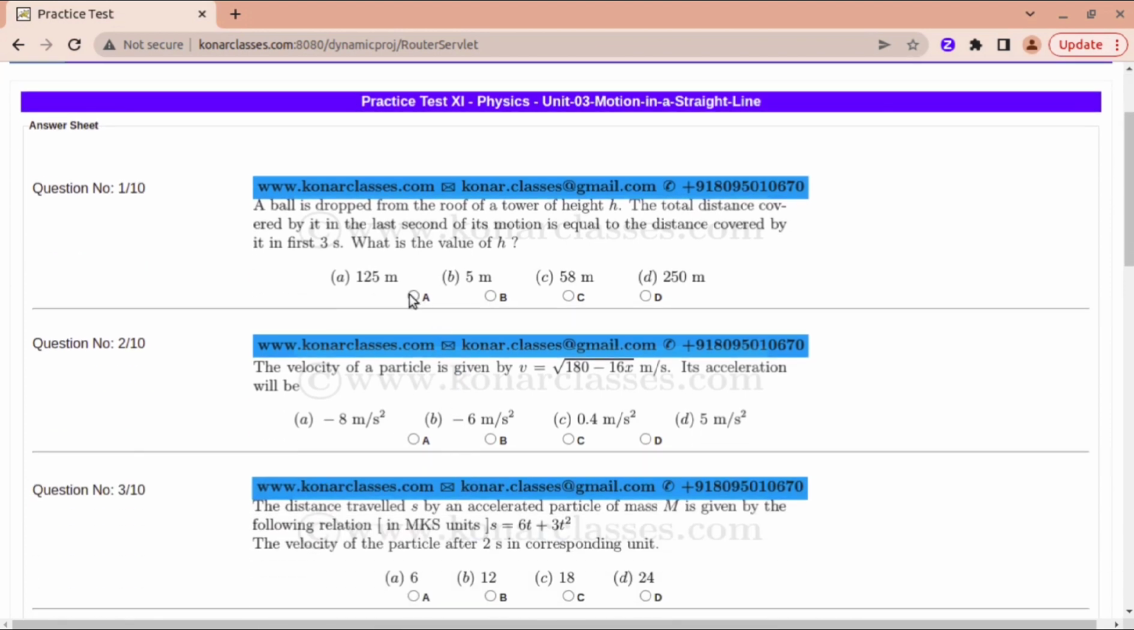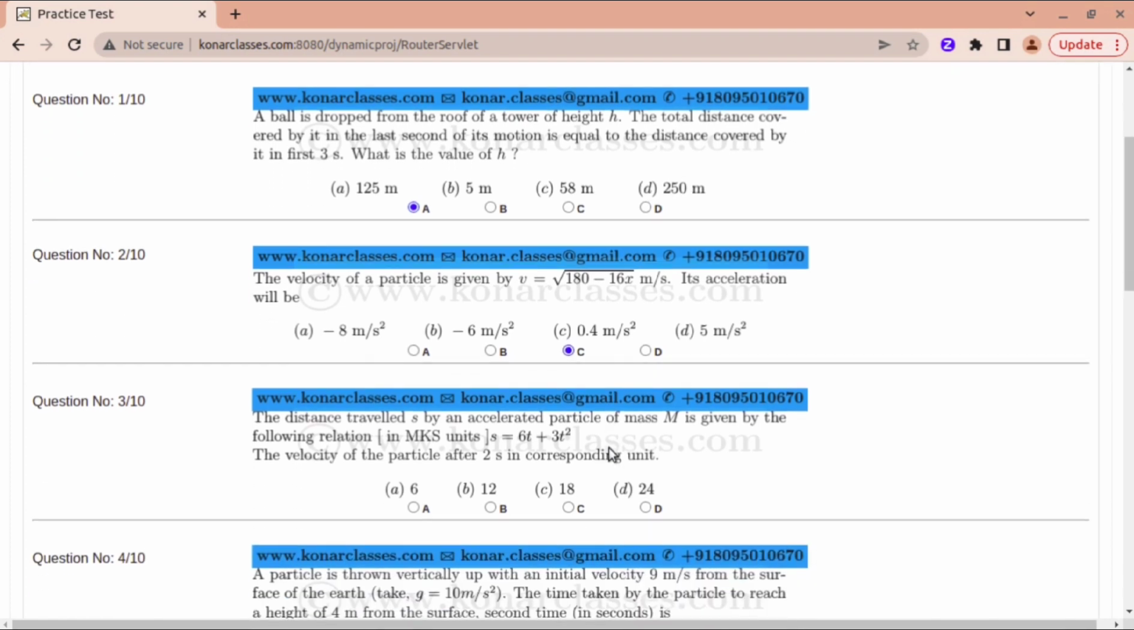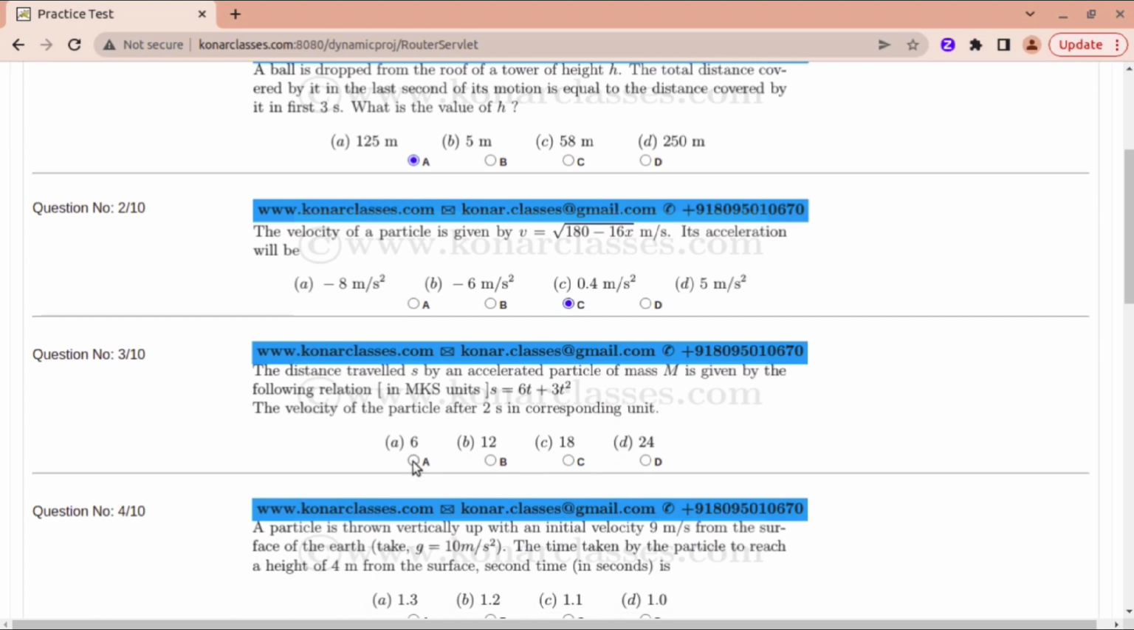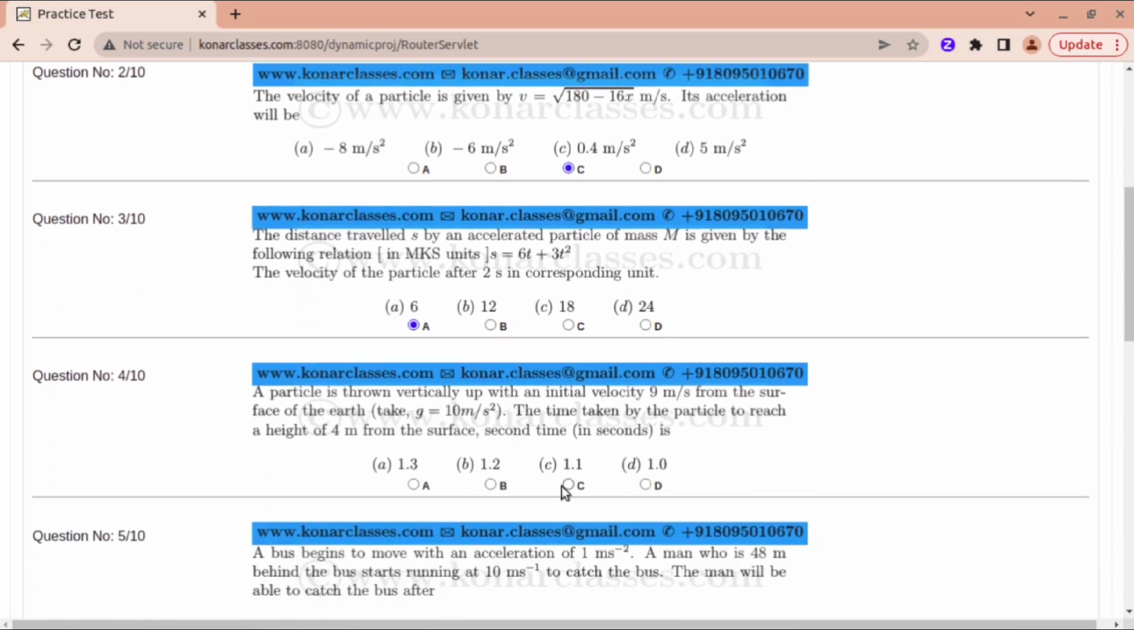Now you can appear for these questions. Suppose you select option A for the first question. For question number 2, suppose you select option C. For question number 3, you select option A. I am just giving these options in an arbitrary manner just to show you how to appear for it. But when you appear for this, you really need to work on these problems and then select the correct option. So for question number 4, I give option C.